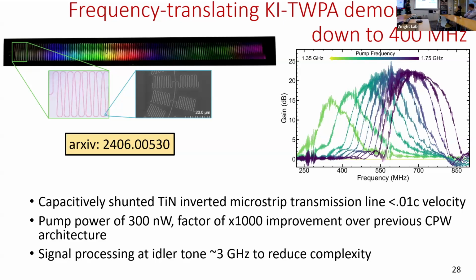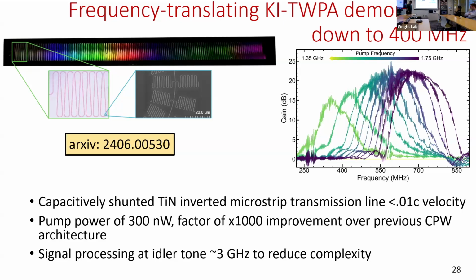Another thing I'd like to point out is previous versions of these traveling wave parametric amplifiers were plagued by very high required pump powers. So you were sending 300 microwatts down to your mixing chamber. But in this new architecture using titanium nitride, the pump powers come down to 300 nanowatts. So it's about a factor of 1,000 improvement there.